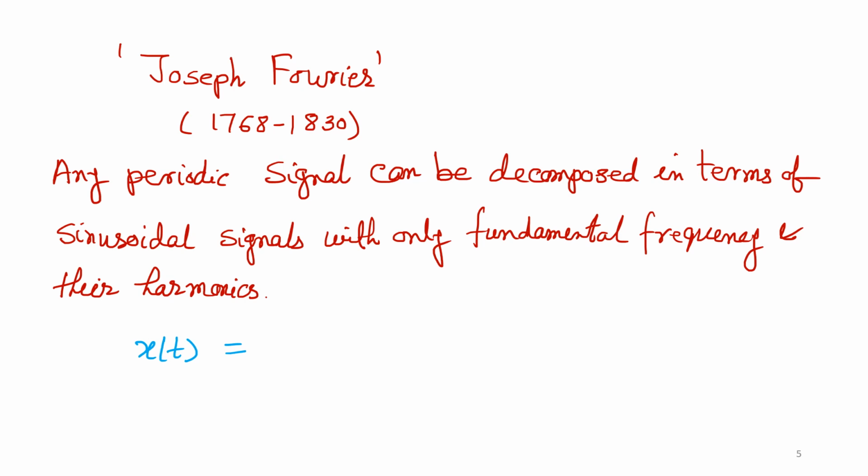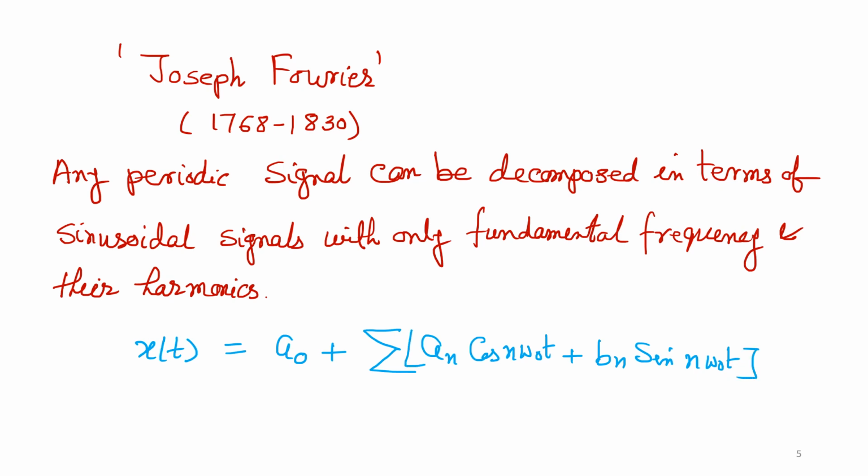then it can have some DC component, that is A0, and the rest are AC components. Those are summations of sinusoidals: an cos n omega naught t plus bn sin n omega naught t, where n equals 1 to infinity. All n are integers, and omega naught is the fundamental frequency. So it may contain only the fundamental frequency or the harmonics, no other frequencies, and that is sufficient to express this periodic signal.